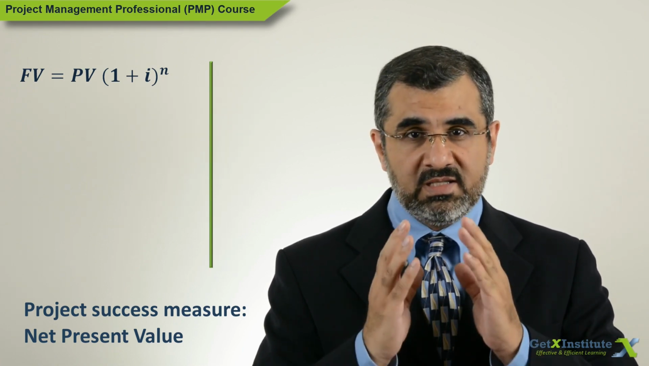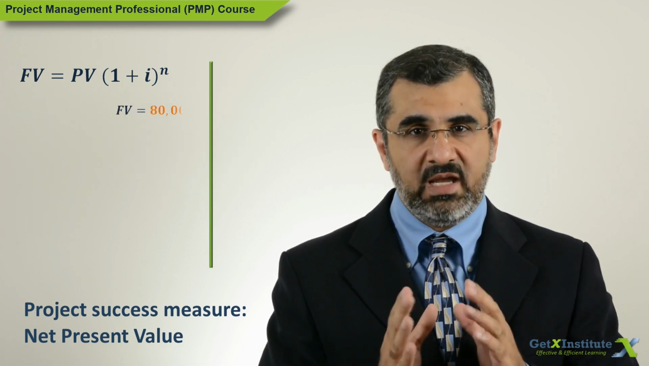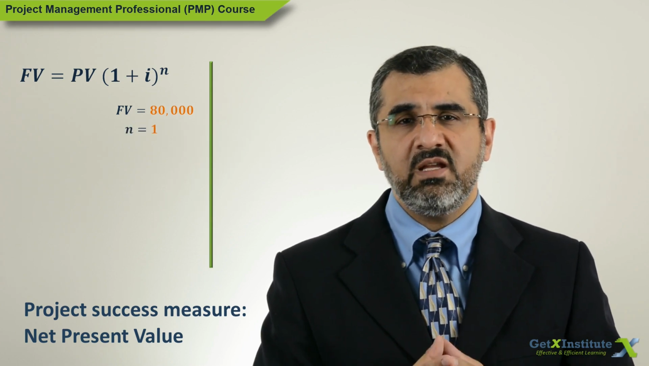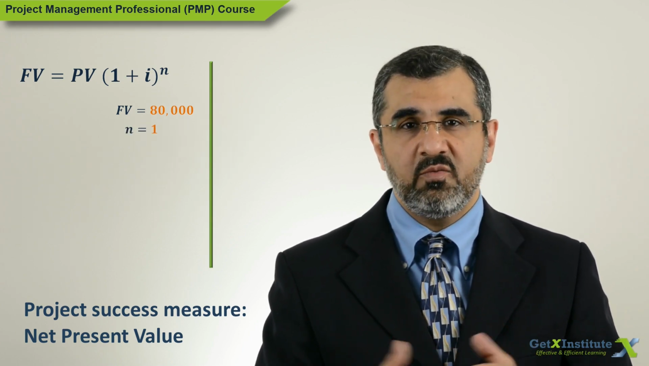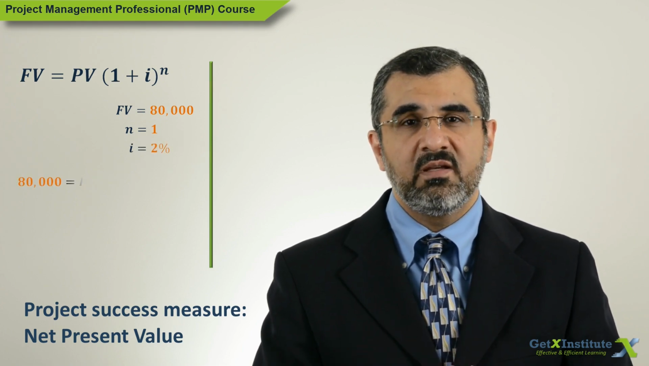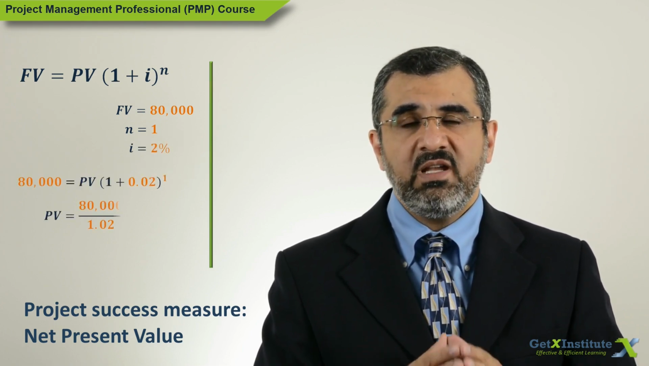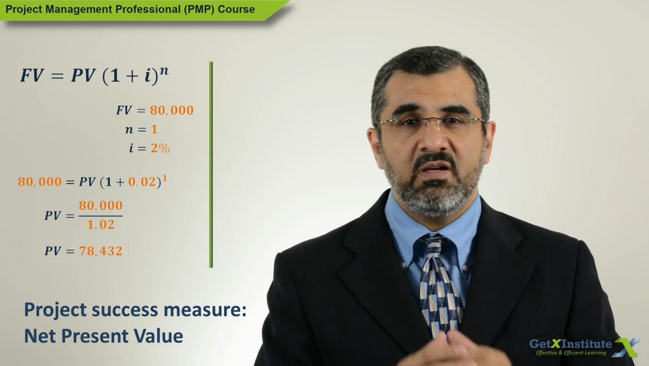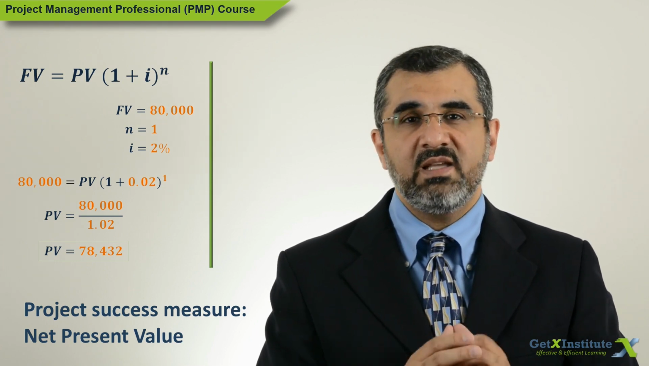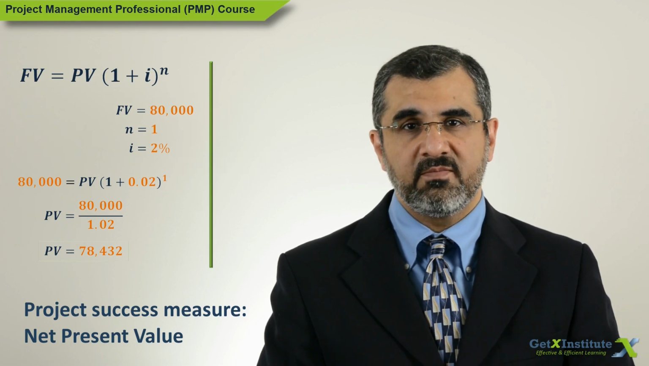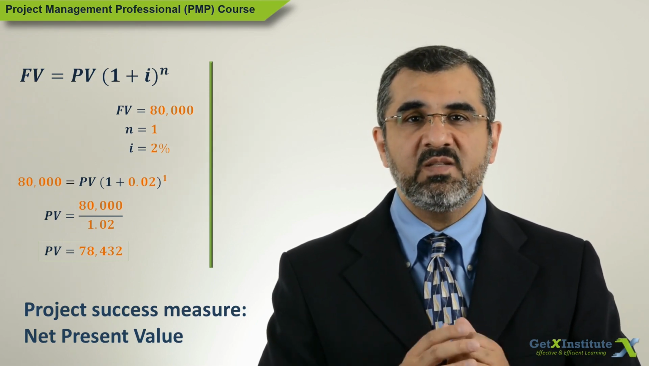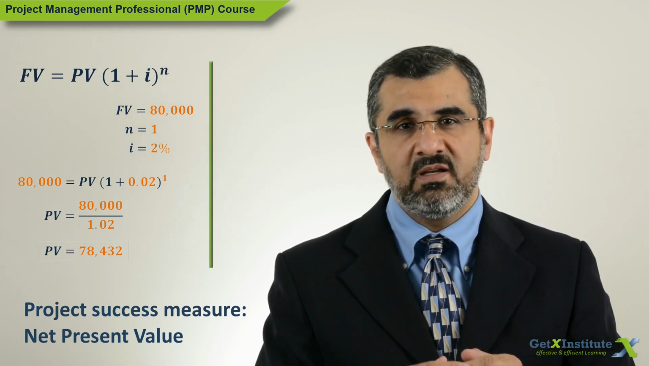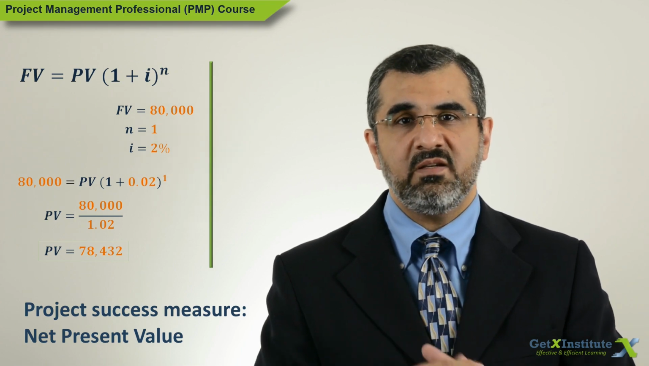So now in the salary example, FV is 80,000, N is 1 year, say inflation is 2%, so I is 2%. By solving, the present value or PV is 78,432. So the present value of $80,000 that the person will make next year is 78,432. We can also say that what this person can buy with 78,432 this year can be bought for 80,000 next year.